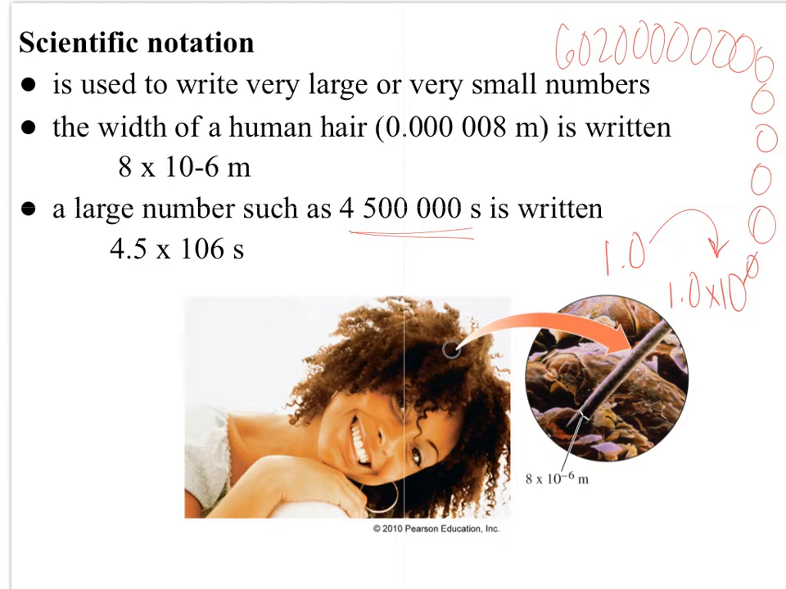Okay, and I apologize because my subscripts and superscripts are not written very well here. This would actually be 8 times 10 to the minus 6 meters. You put the negative or the minus 6 as a superscript, and then 4.5 times 10 to the positive 6 seconds. That got thrown off there, okay? So it's all based on moving the decimal.